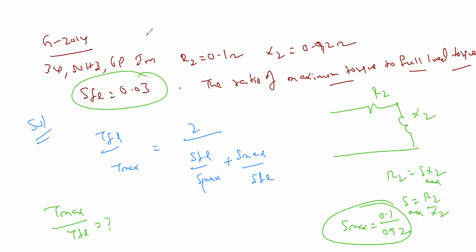We'll validate this one. What is this value? 0.1 by 0.92. It is 0.18. Huh? Now why 1.8? Rohit, it's a 0.18, right? 0.108. Fine.